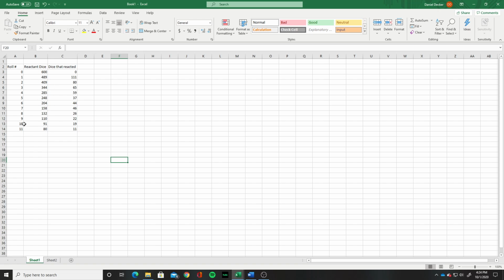So with this data here, the rolls are essentially taking the place of time in our kinetics. The reactant dye is the concentration. It's how much of the reactants are still in our mixture. And so if you remember, first order kinetics is the natural log of the concentration versus time. If you plot the natural log of the concentration versus time, you will get a straight line.